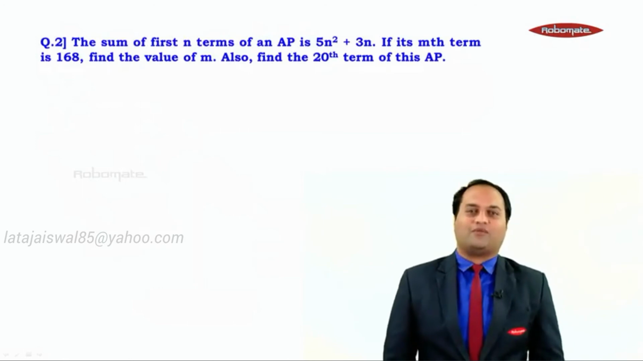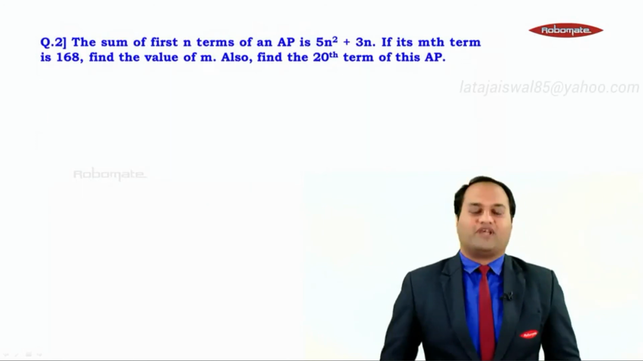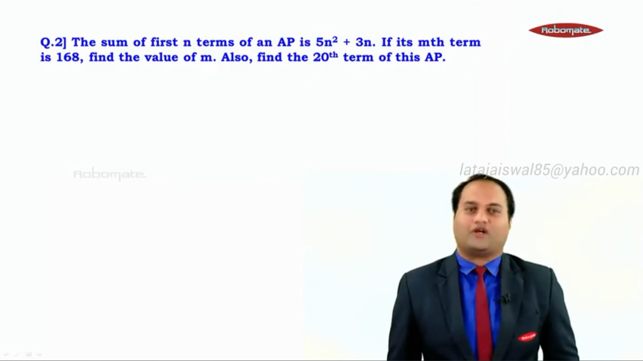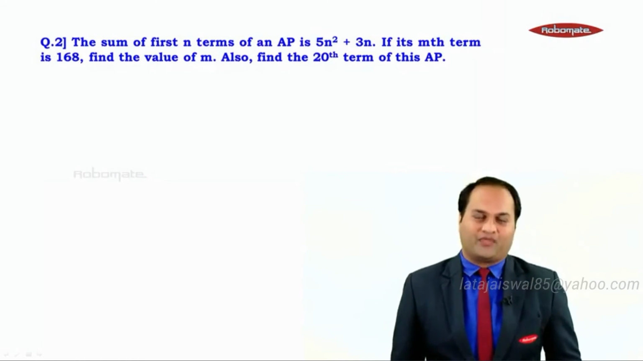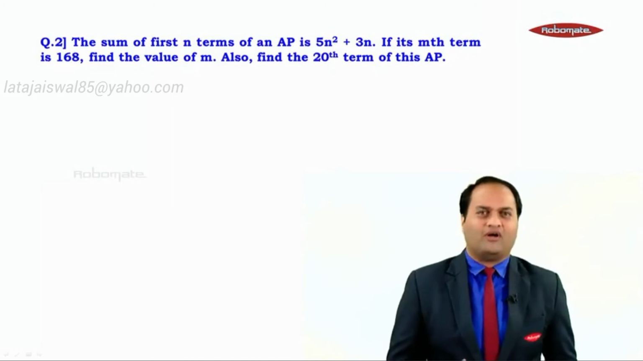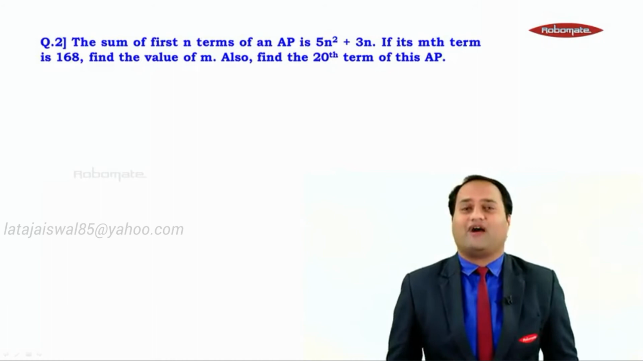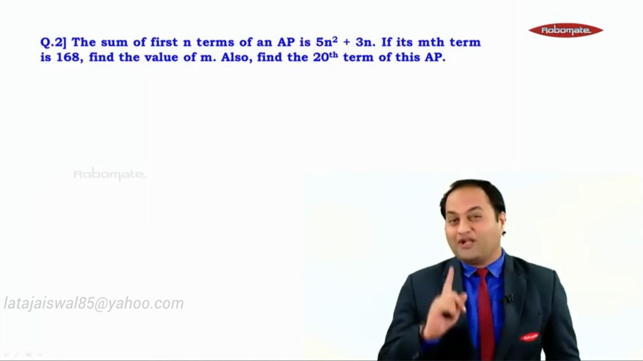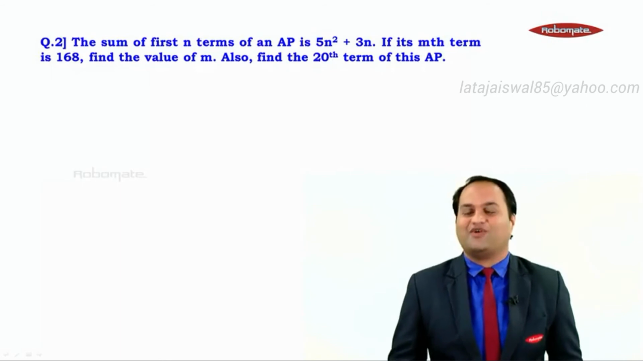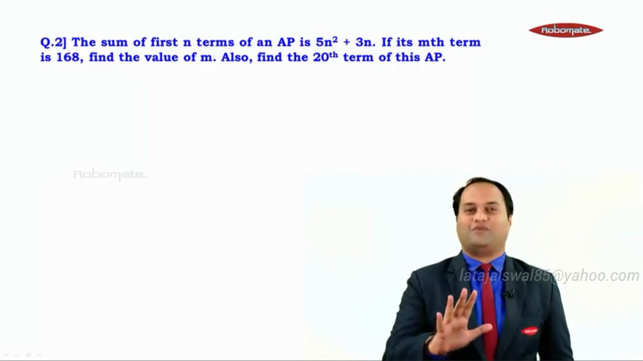The next sum is: the sum of first n terms of an AP is 5n square plus 3n. If its mth term is 168, find the value of m. Also find the 20th term of this AP. Now to find the 20th term or mth term or whatever, don't you feel we should know the values of A and D? Now the question is how we will get the values of A and D. Remember that concept of relationship between An and Sn? A1 is equal to S1. A2 is equal to S2 minus S1. This sum is based on that.